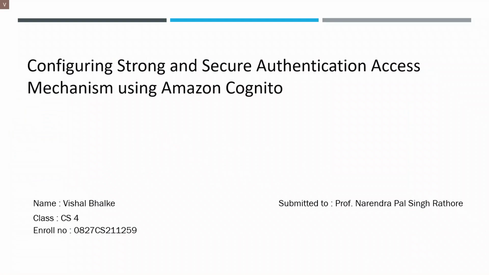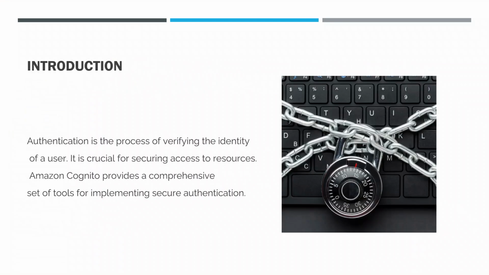Robust and secure authentication access mechanism using Amazon Cognito. So let's start. First of all, we need to understand authentication. Authentication is the process of verifying the identity of a user. It is crucial for securing access to resources. Amazon Cognito provides a comprehensive set of tools for implementing secure authentication.